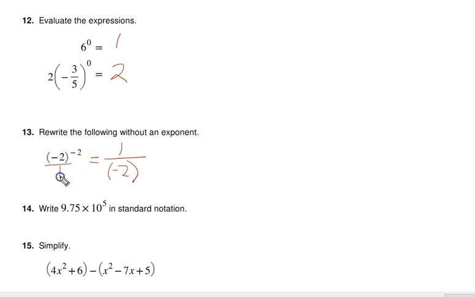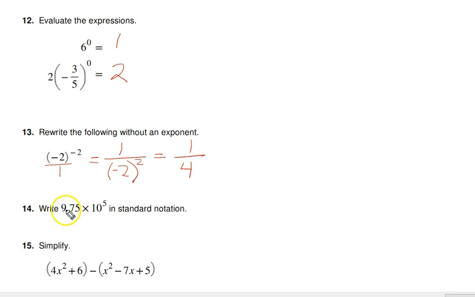Crossing, remember everything is over 1, crossing the division bar, the sign of the exponent changes. And then this will be 1 over negative 2 times negative 2, which is a positive 4.